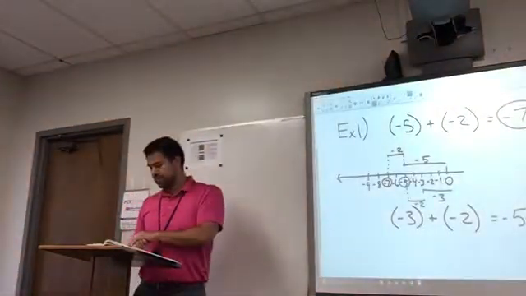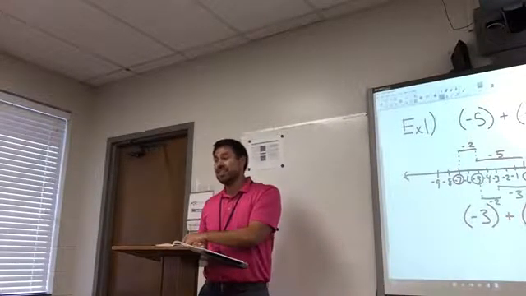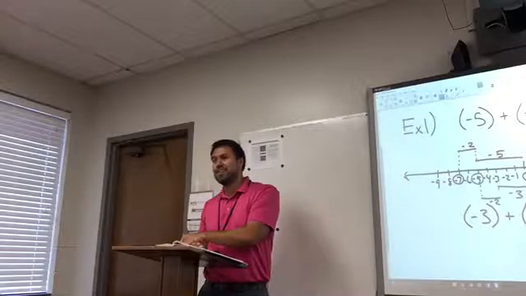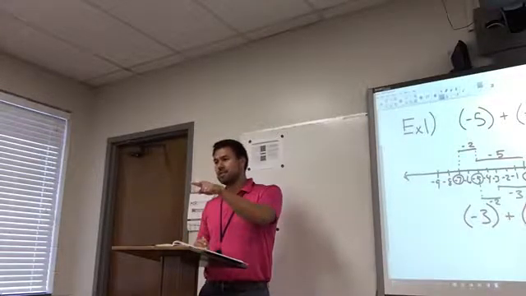Okay, yes, sir. When you're adding them, couldn't you just add normally and then just put the negative sign before it? 5 plus 2, and then you get 7, and -5 plus -2 is -7. Couldn't you just do 5 plus 2? Yeah, remember what I said at the beginning of this lesson? How many ways am I going to show you how to do it?